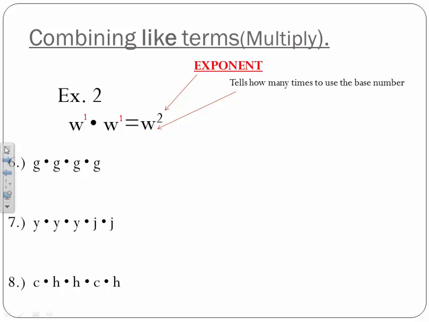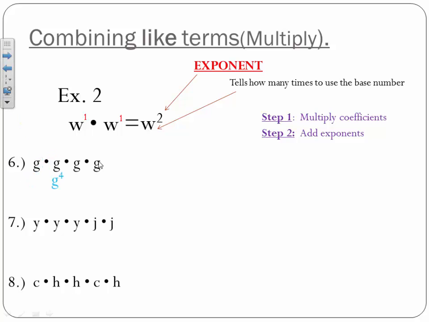So, let's take a look. I'm multiplying g times g times g times g. So my base number is g. My exponent, I'm going to add these. 1, 2, 3, 4. G to the 4th.